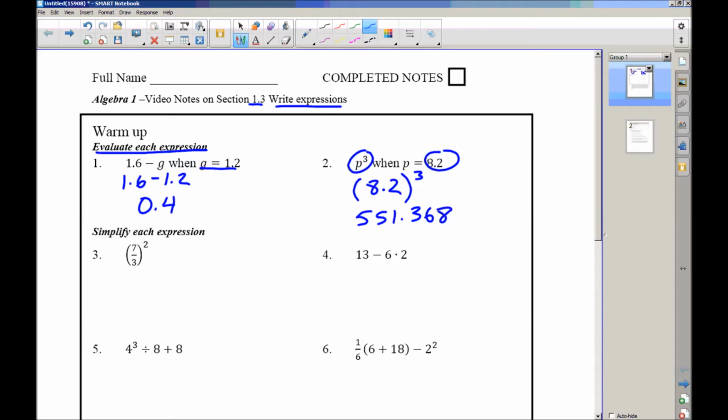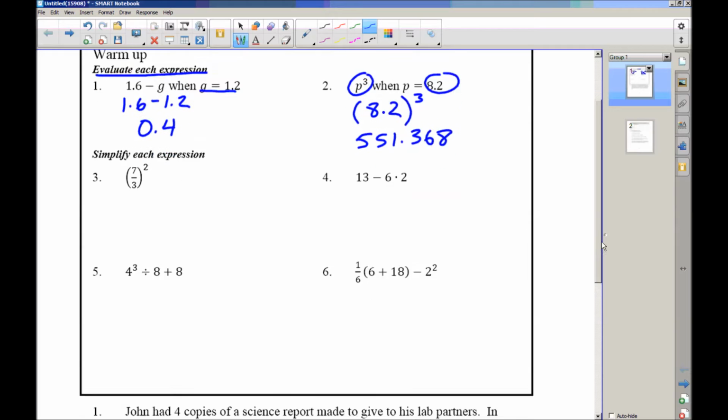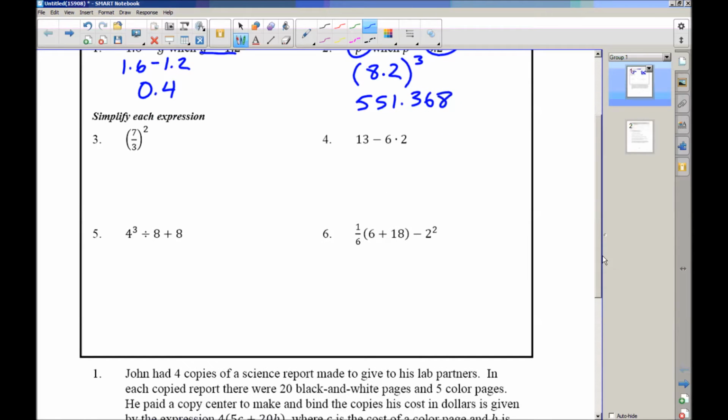Okay. All right, number 3. We're still simplifying here. So simplify is a lot like evaluate. You'll see evaluate used for these same things. But simplify just means get the expression into simplest form. Okay. So we have 7 over 3 to the second power.